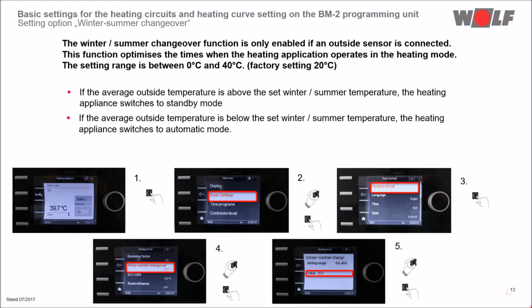To change the factory setting of 20 degrees, return to the main menu by pressing the rotary selector. Turn to the standard settings and confirm. Select the heating circuit and press the rotary selector again to confirm. The winter-summer changeover is now displayed. Select this by turning the rotary selector. Then change the value. Press once more to confirm the value.